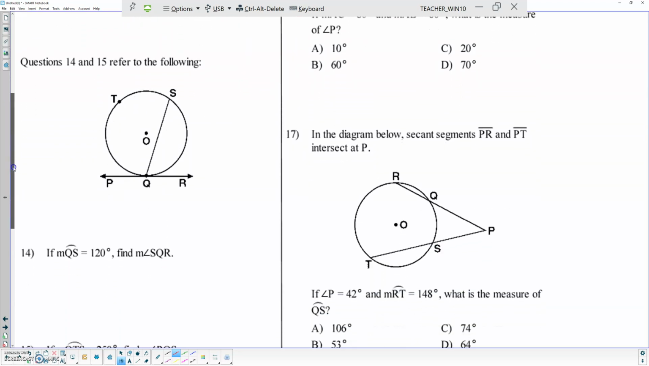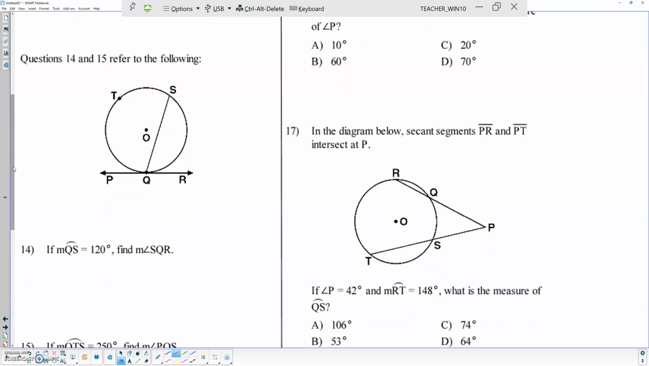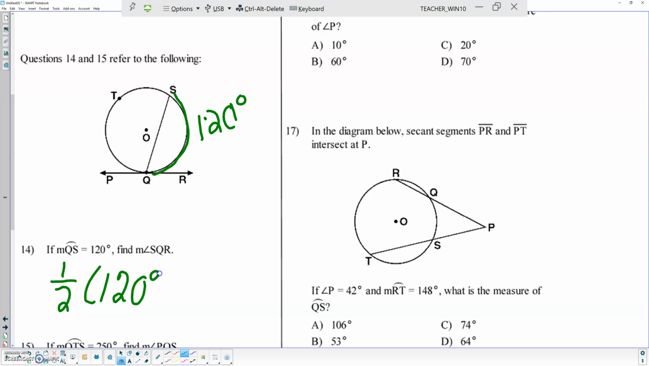Number 14. Okay, 14 is an angle formed by a chord and a tangent. This one says that if arc QS is 120 degrees, what's the measure of angle SQR? An angle formed by a chord and a tangent is half its intercepted arc. So this angle is just going to be half of 120, which works out to be 60.